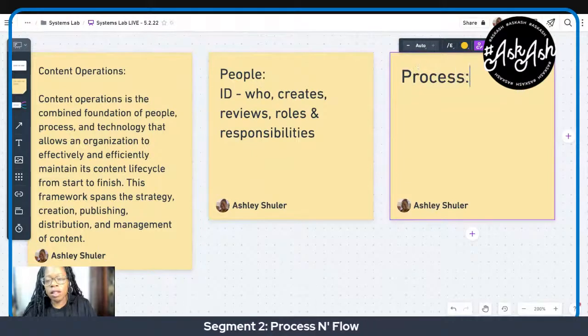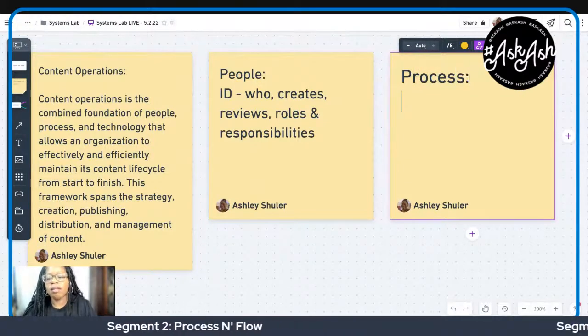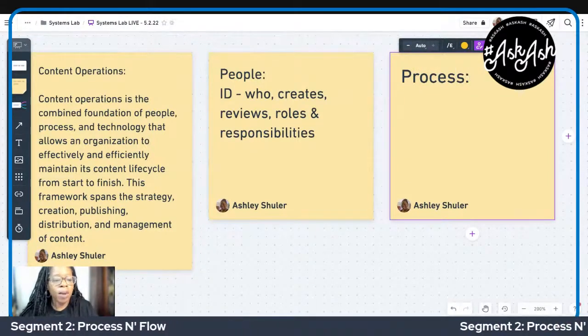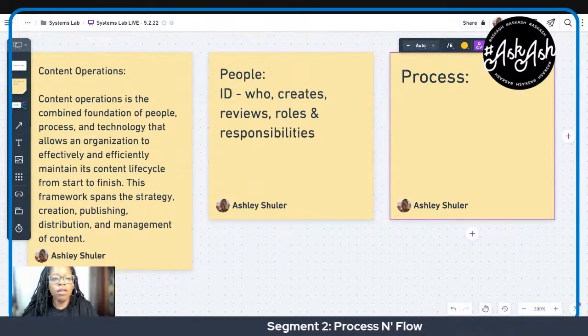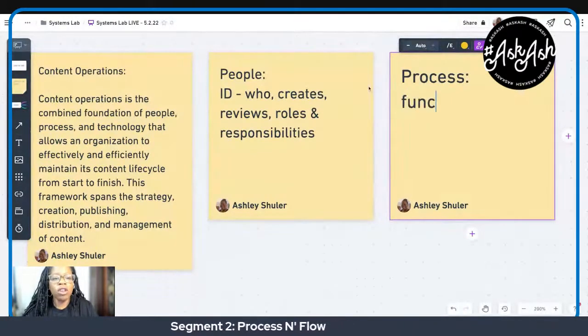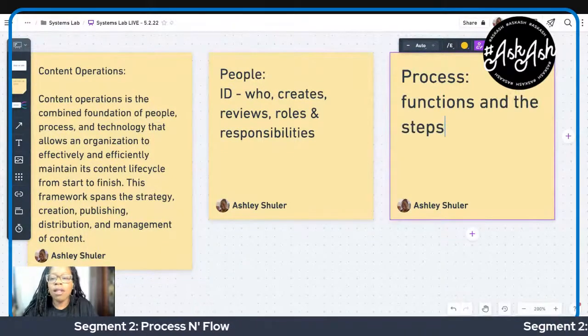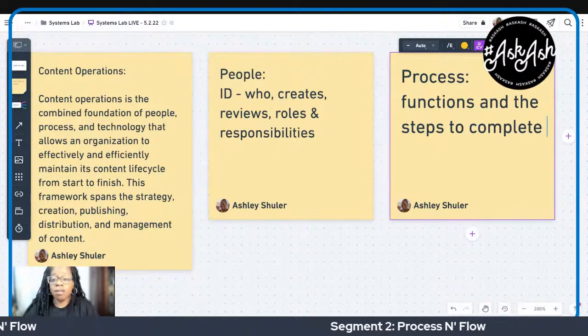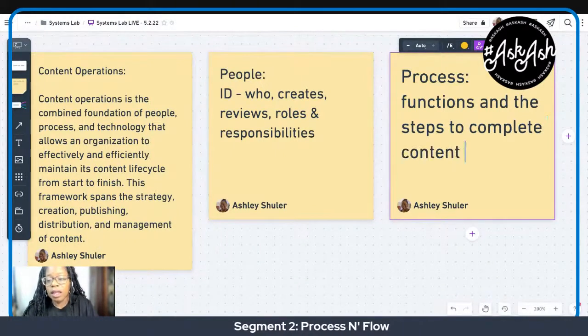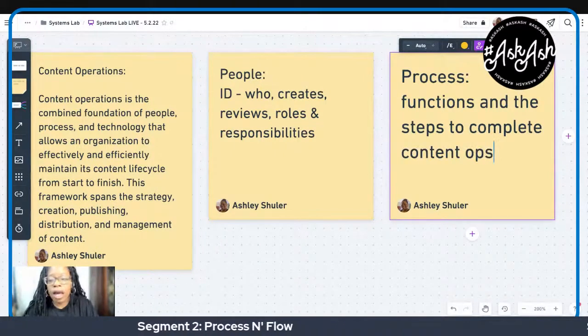The process. We're looking at it from this perspective: people, the functions and the steps. The functions and the steps to completing the content ops tasks.